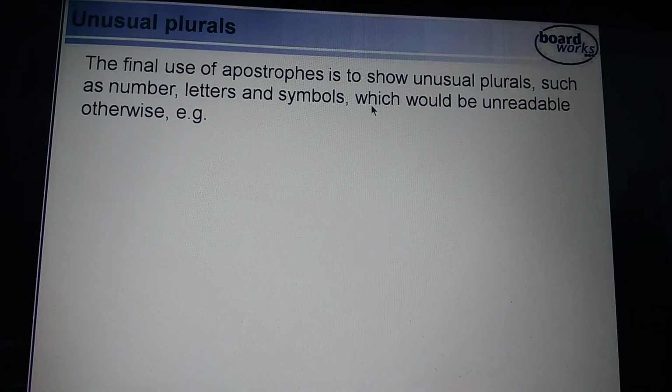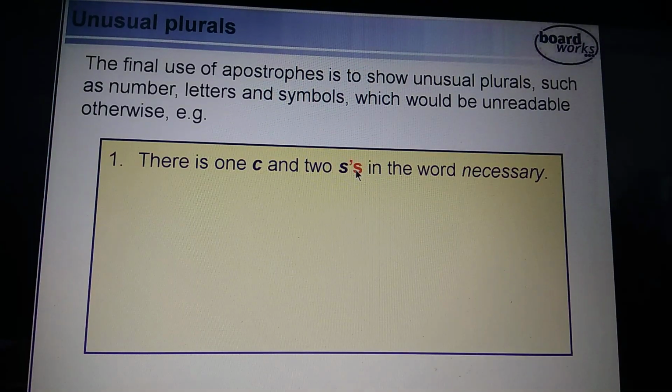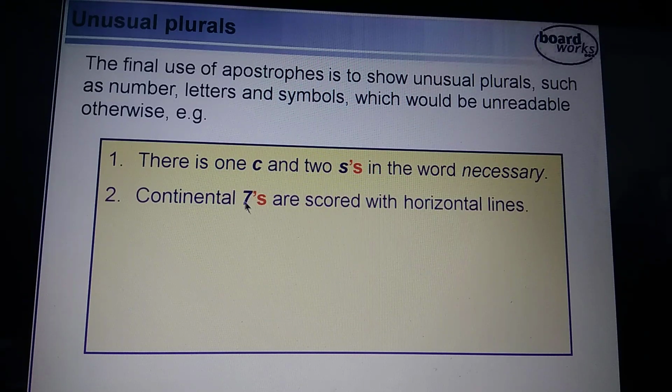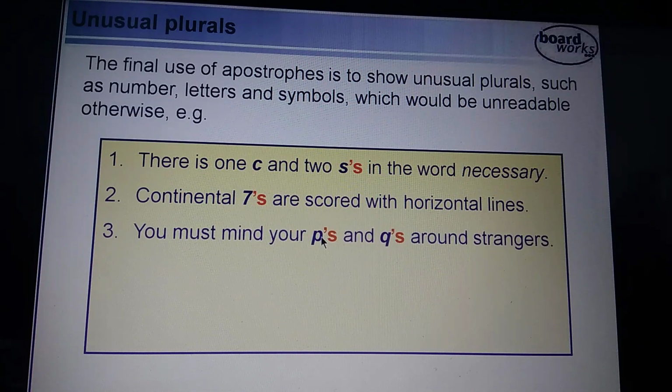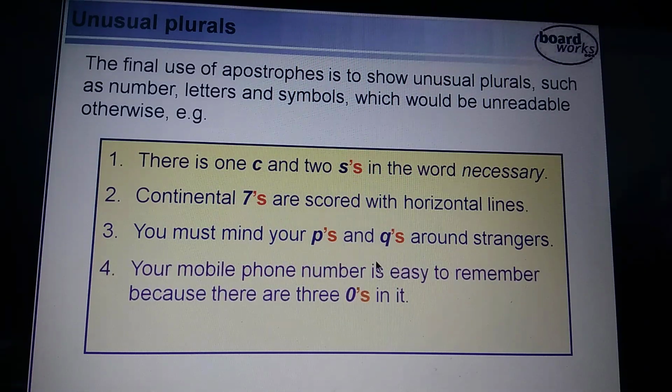Sometimes we normally use an apostrophe to mean possession, but in some other cases we use an apostrophe in the case of unusual plurals. Say, there is one C and two S's in the word necessary. Here the apostrophe s has been used to mean more than one S. Here, more than one seven, so continental sevens. Here, more than one P, so P's and Q's. We have commonly heard the sentence, dot your I's and cross your T's. That is also another example of these unusual plurals using an apostrophe.